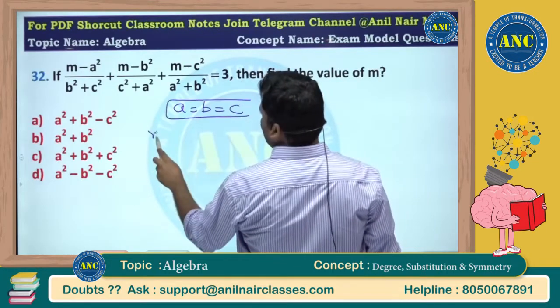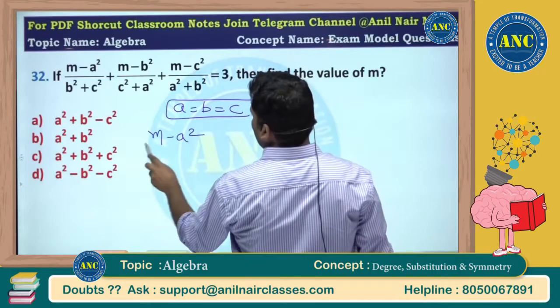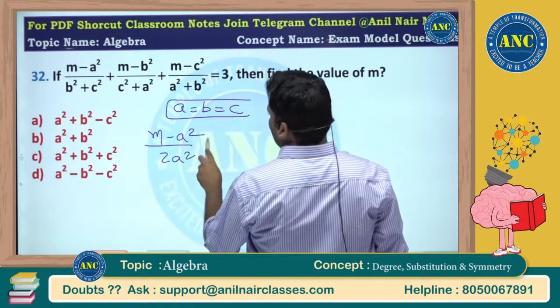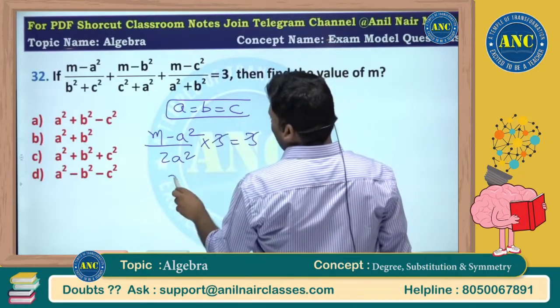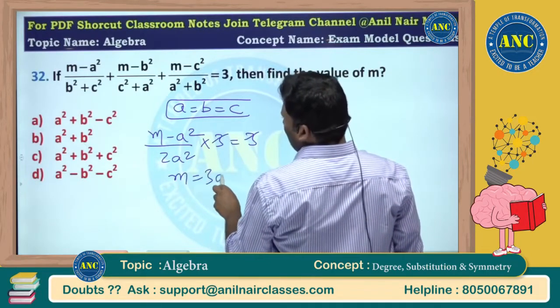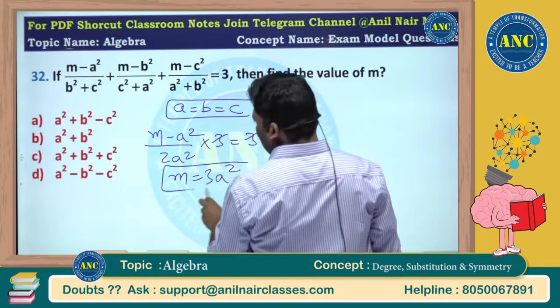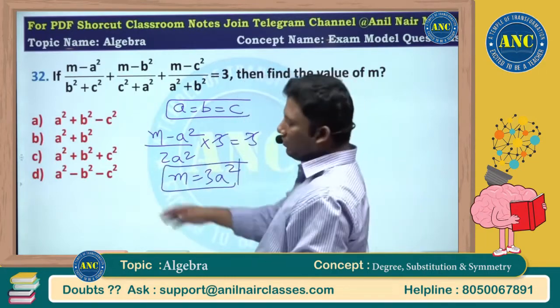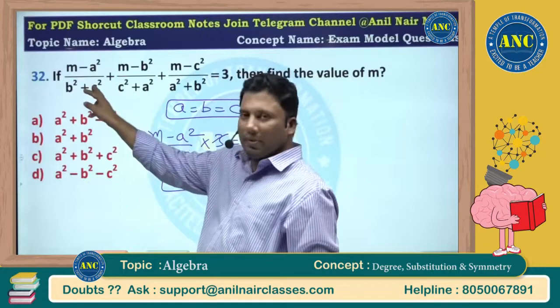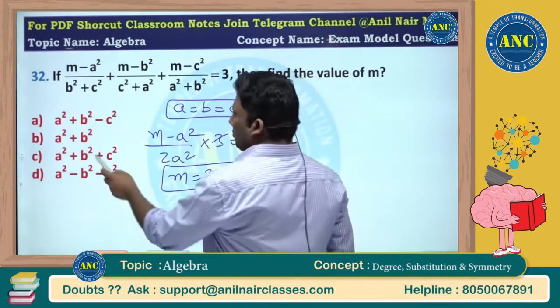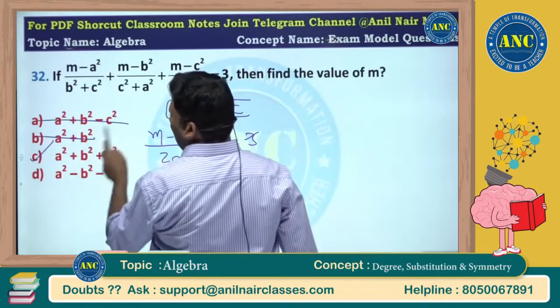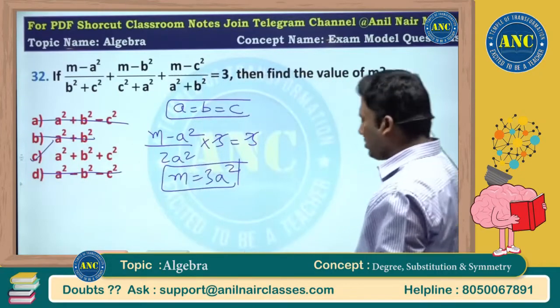If I make it (M minus A square) by 2A square, into 3, equivalent to 3. So M is equivalent to 3A square. So first one, (M minus A square) by 2A square, 3 are there, into 3 equivalent to 3. 3A square. Option is C. Very easily you will get the answer.